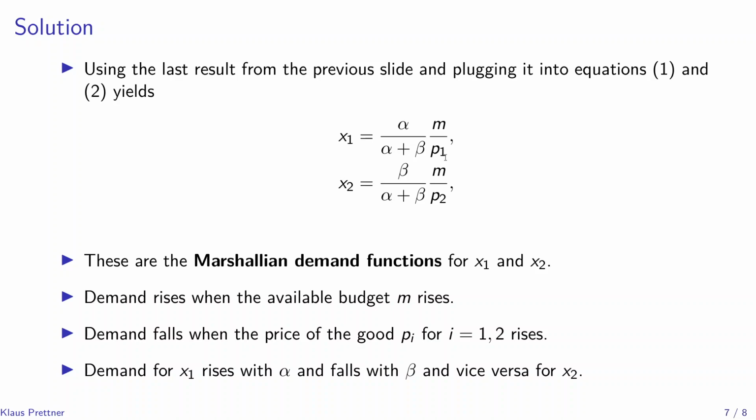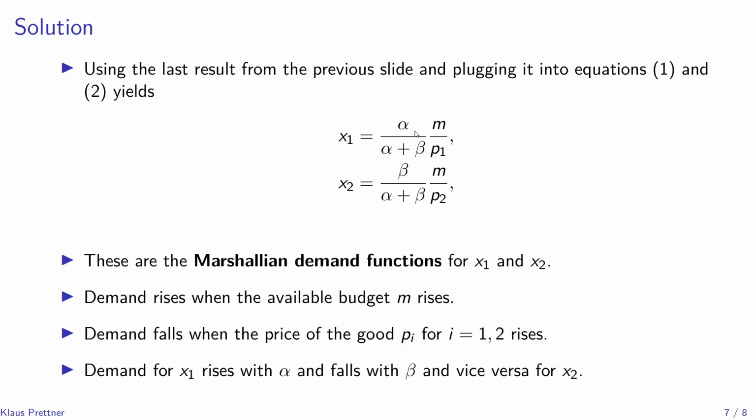And we see that it is very intuitive, this result that we have here. Demand rises when the available budget increases. So that's clear. If we have more money available, we can afford more of the consumption of good 1 and more of the consumption of good 2. So consumption of both goods would increase. By contrast, if the price of the good that we want to consume increases, that would reduce our consumption of this good. So if P1 goes up, we would reduce consumption of good 1, and if P2 goes up, we would reduce consumption of good 2.